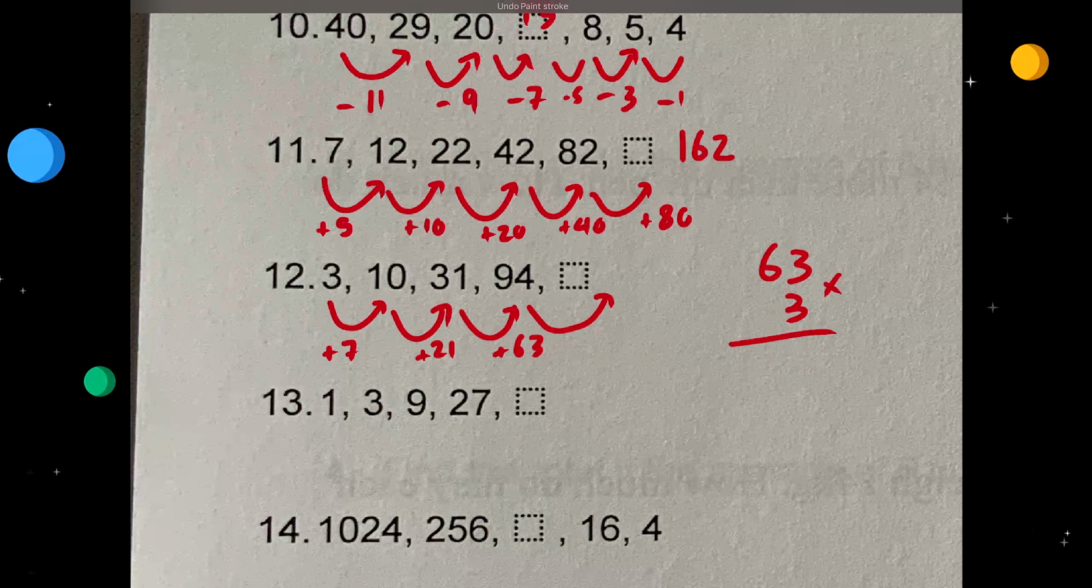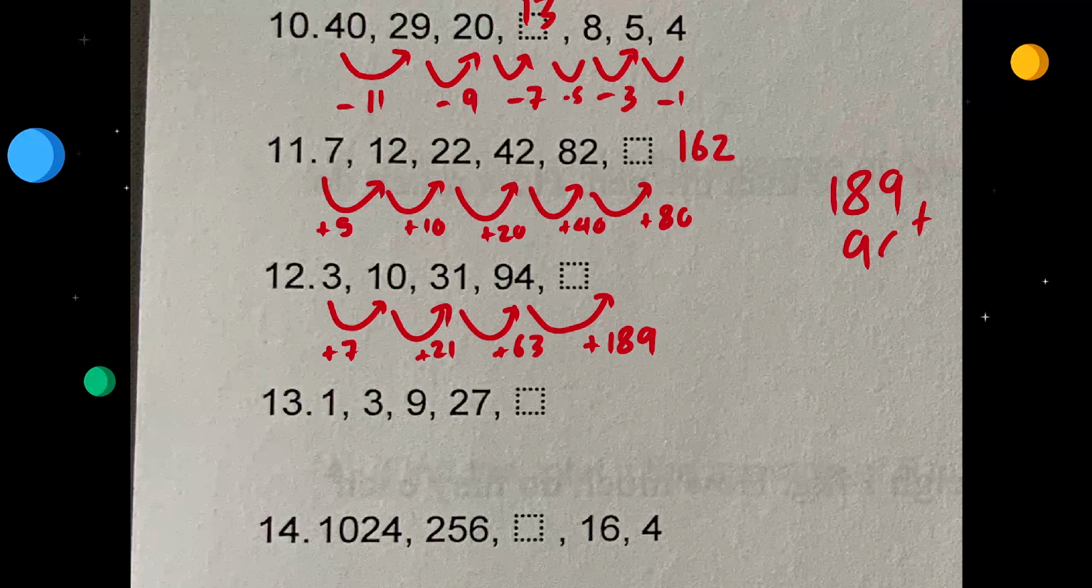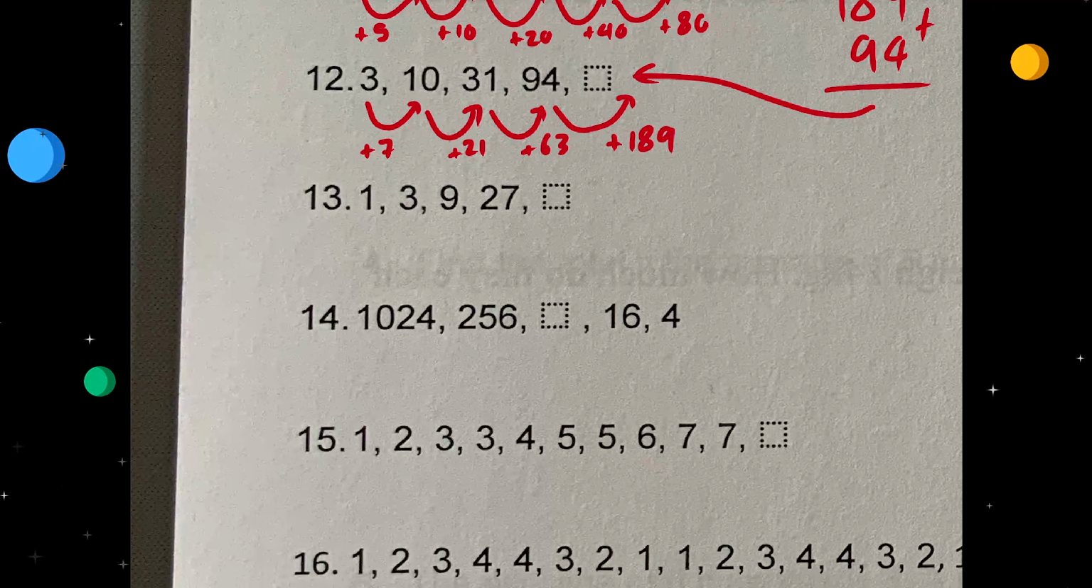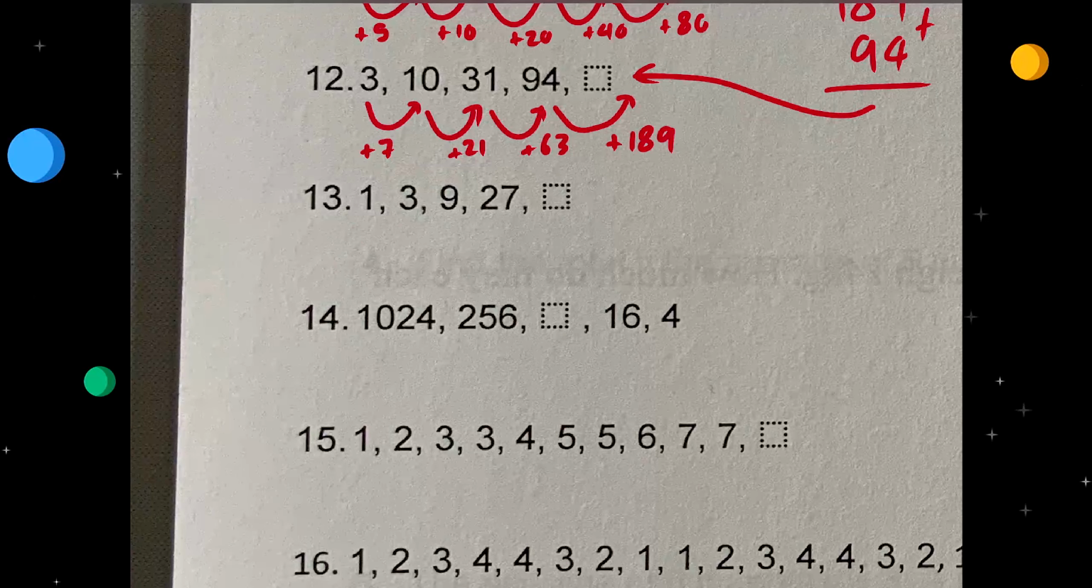This one is divided by 4. Okay, so take 256, do long division, divided by 4, and you get your answer in there. Next one is you've got, let's see, 1, 2, 3, 3, 4, 5, 5, 6, 7, 7, something, something. So I think you can figure that out. That's not too hard.